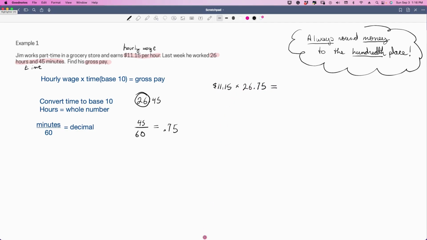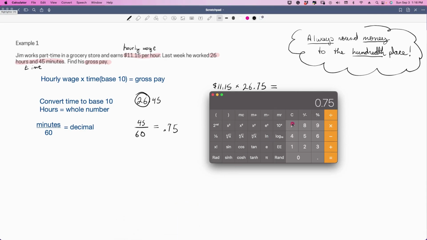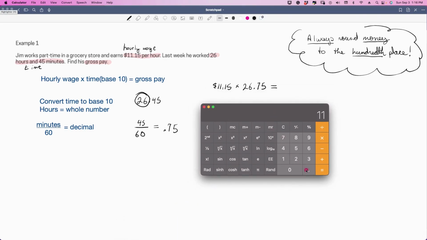Now you just need to do this calculation, and we could do that on the calculator. We'll pull that up, and we are going to say $11.15 times 26.75 hours, and that's going to equal $298 and 2,625 hundred thousandths. Yes, 100,000ths. But we need that in money format, and always you round money to the 100th place because there are 100 pennies in a dollar. So we're going to round that to 2 decimals. You always round money to 2 decimals.